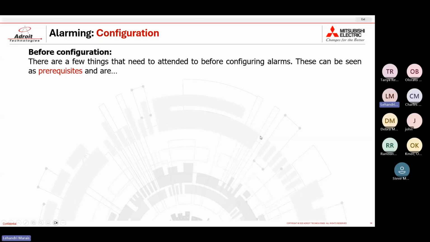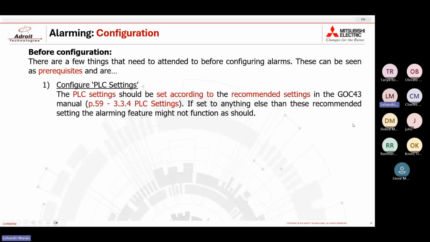Now, before we go into the configuration of the alarms, there are a few prerequisites that need to be looked at or given attention before setting up alarming. And this is actually similar to what we discussed in the previous session, that was for the data logging. So one, the PLC settings need to be configured. If the PLC settings aren't configured to the recommended settings in the GOC manual, the alarming might not function as it should or might not function at all.